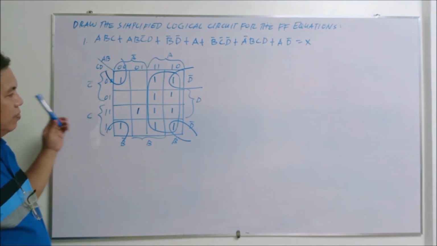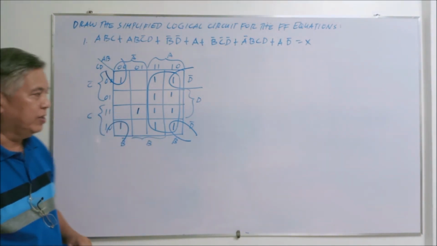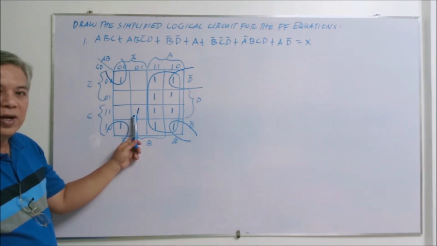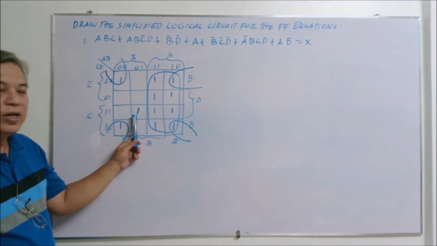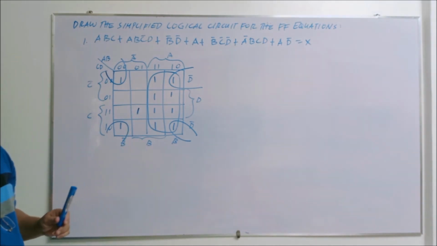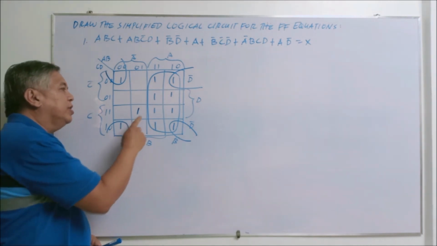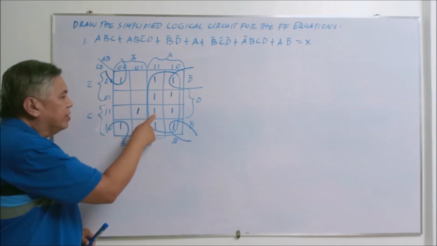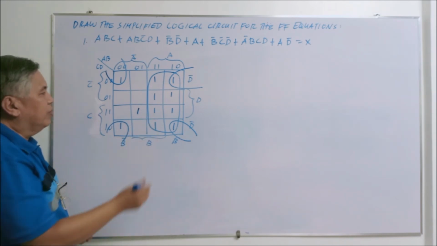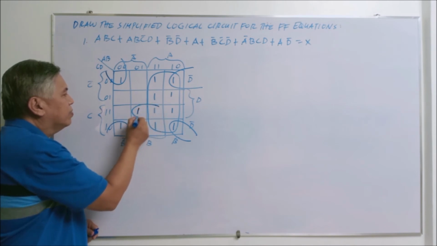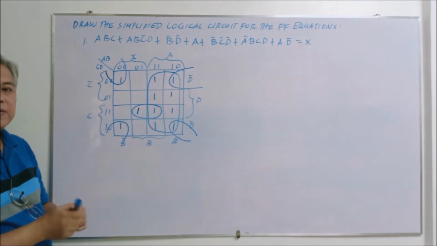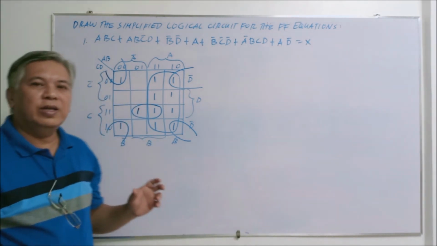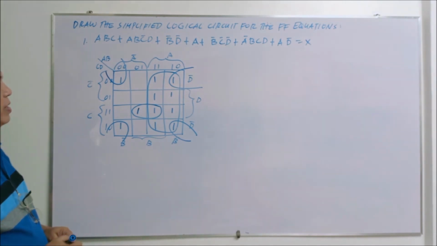Okay, next, there are no more 4s, so we go to 2 adjacent cells. So this one here, the remaining one which is not yet combined, we find a particular cell which is adjacent to it, and that is this one. Okay, so we group this one and this one as one group. Okay, so everything is already grouped. Then we obtain the logical circuit equivalent.